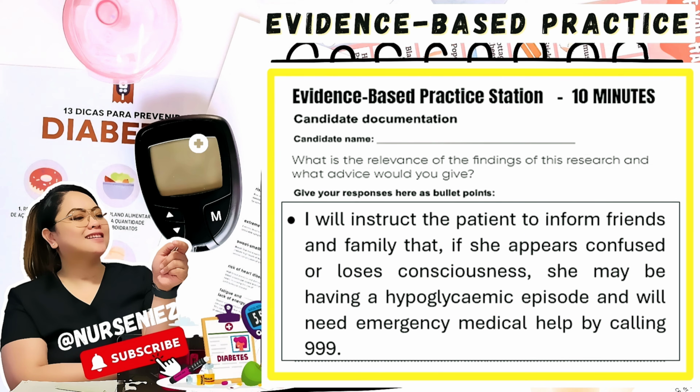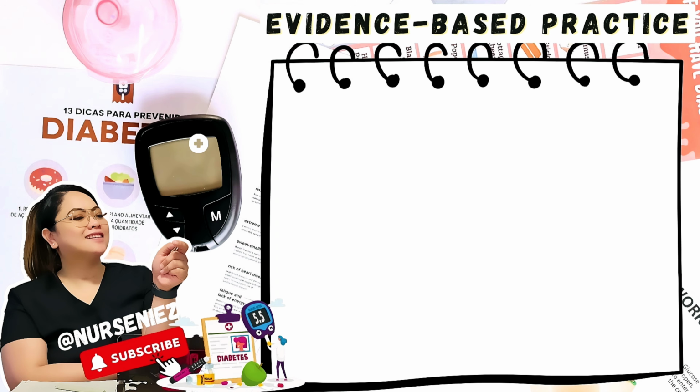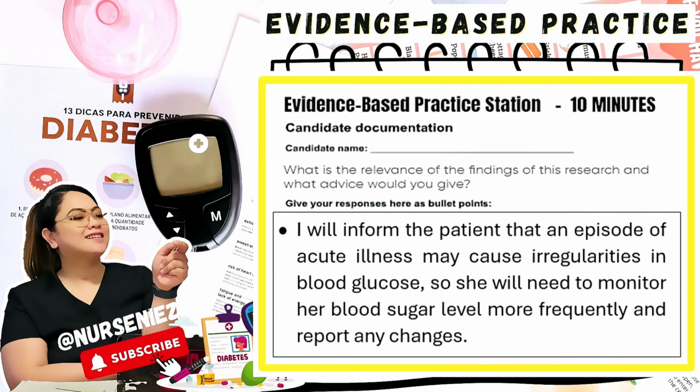I will instruct the patient to inform friends and family that if ever she appears confused or loses consciousness, she may be having a hypoglycemic episode and will need emergency medical help by calling 999. I will inform the patient that an episode of acute illness may cause irregularities in blood glucose, so she will need to monitor her blood sugar level more frequently and report any changes.